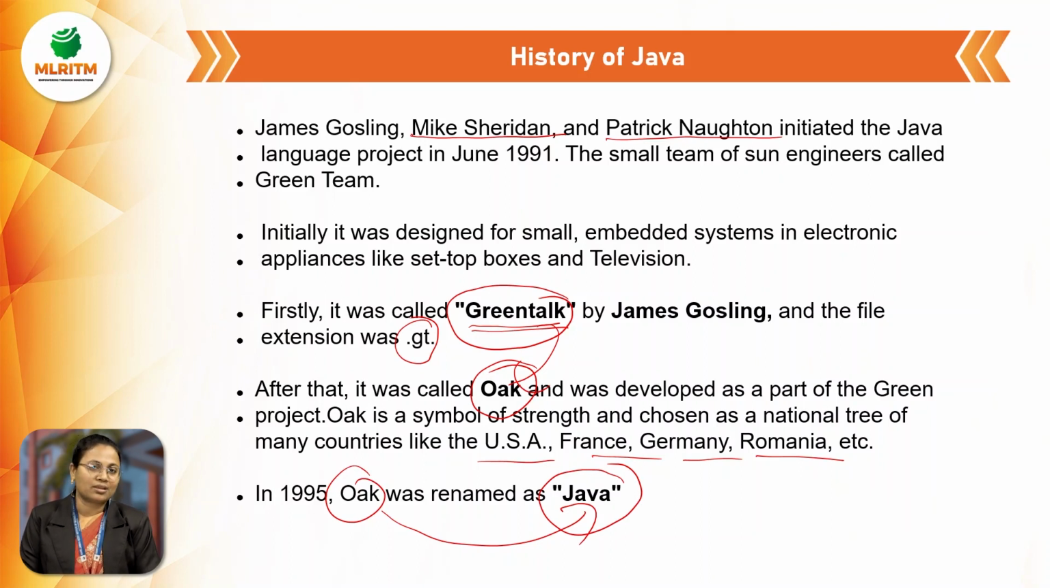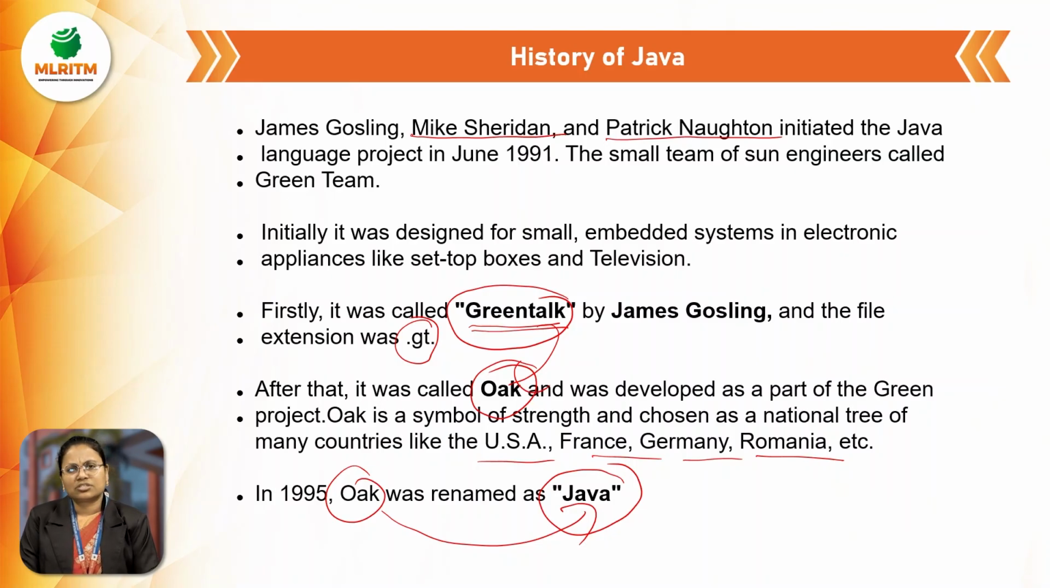There is a story behind this. When they were developing this Java programming language, James Gosling and his team members used to consume a lot of tea. Because of consuming it, they got better ideas to develop this powerful language.